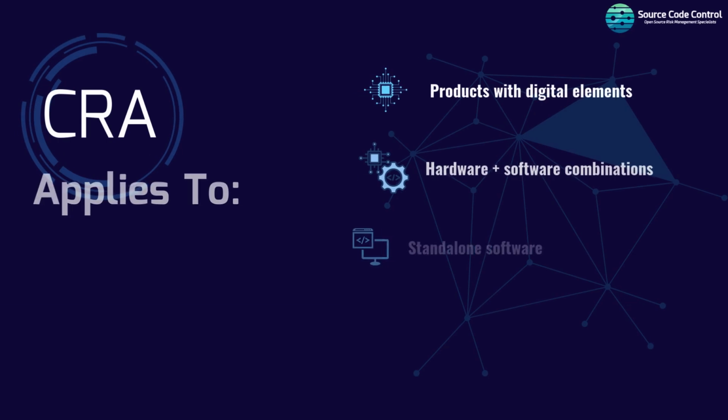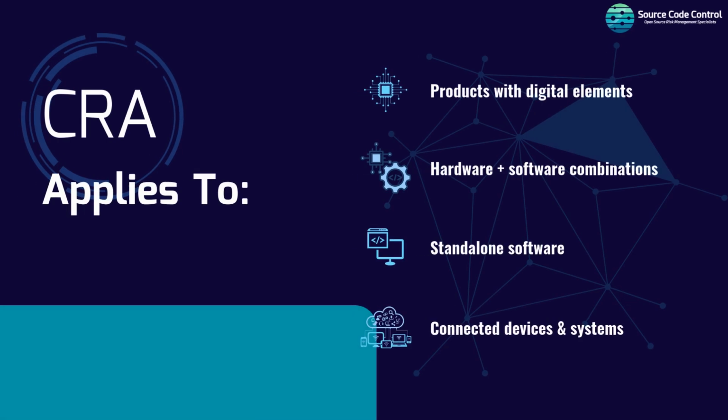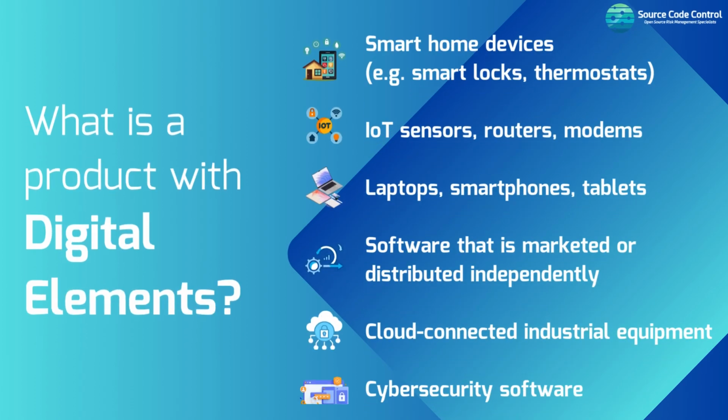What does the CRA apply to? The CRA applies to products with digital elements. That means any product that includes software, connects to a network, or processes digital data. This covers both hardware-software combinations, like smart home devices or industrial equipment, and standalone software products, such as applications, operating systems, and cybersecurity tools. If a vulnerability in your product could create a security risk for users, it likely falls under the CRA.